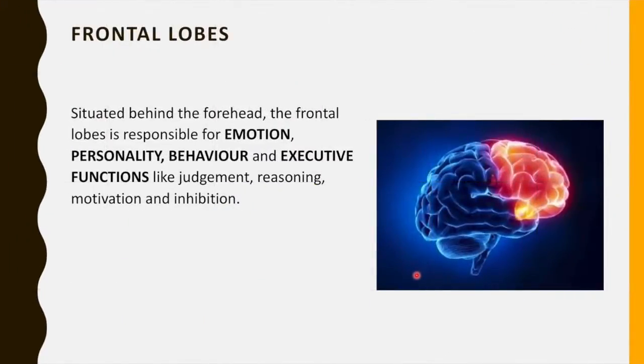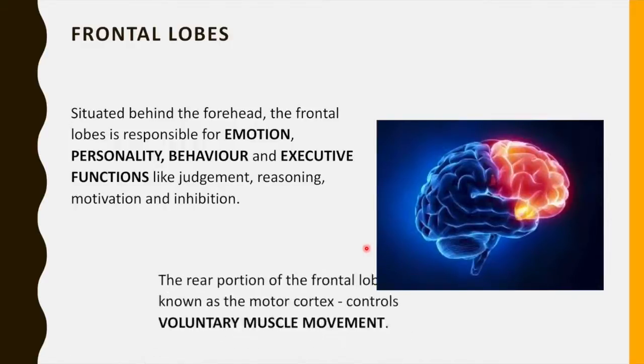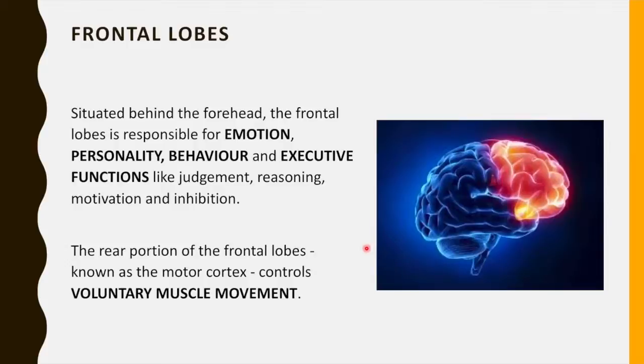So the frontal lobes are situated behind the forehead, and we can see them marked here with the eyes here, and the brain stem coming up here, and the cerebellum here. And the frontal lobes, and bear in mind if the brain is split into two halves, you're going to have a left and a right lobe, are responsible for emotion, personality, behavior, executive functions like judgment, reasoning, motivation, and inhibition. The rear portion of the frontal lobes is known as the motor cortex, and this controls voluntary muscle movement. So this in here is the motor cortex, and this, as we say, controls muscle movement.